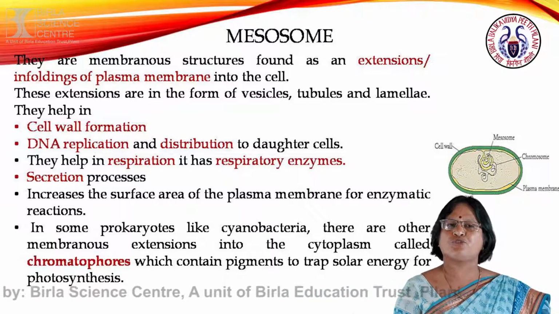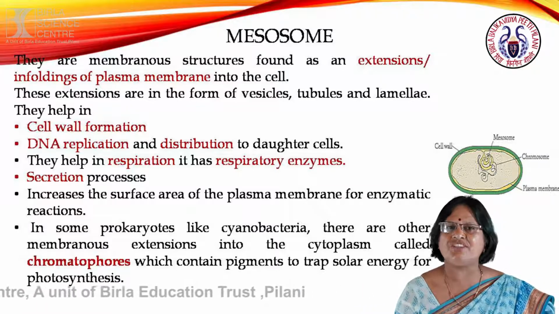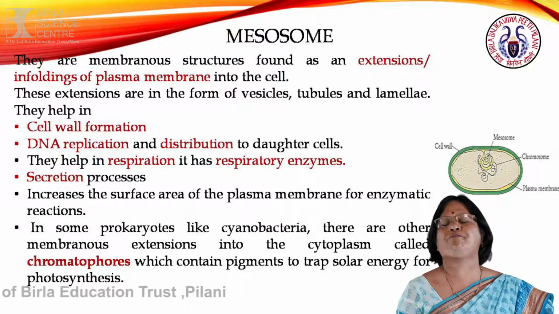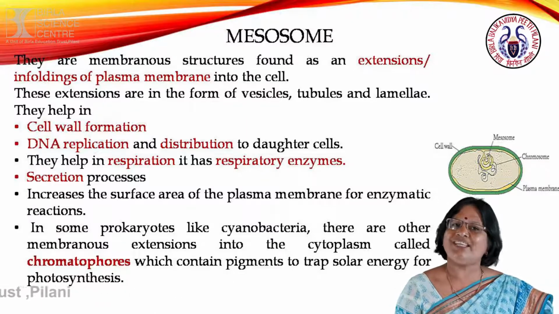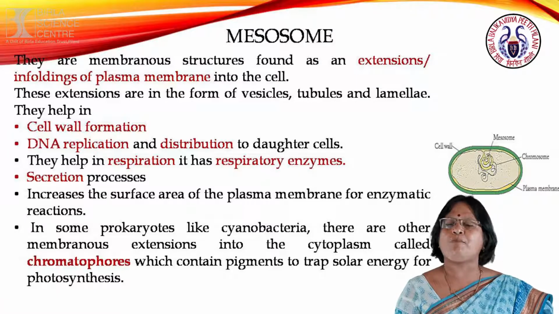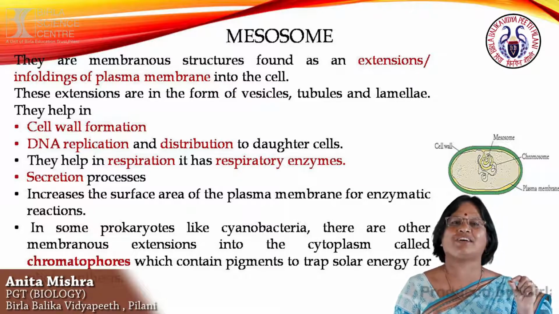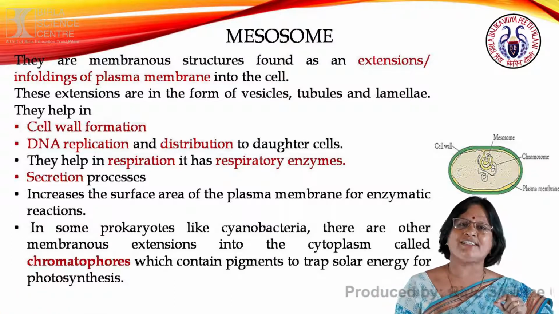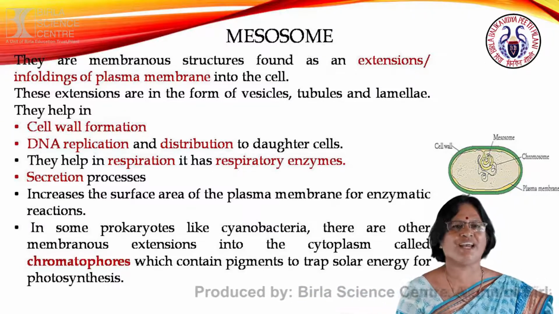So what are mesosomes? They are membranous structures found as extensions or infoldings of the plasma membrane which penetrate into the cell. Now these extensions are in the form of vesicles. What are vesicles? Small sacs. They may be in the form of tube-like structures known as tubules, or else they may be in the form of elongated tubular structures known as lamellae.